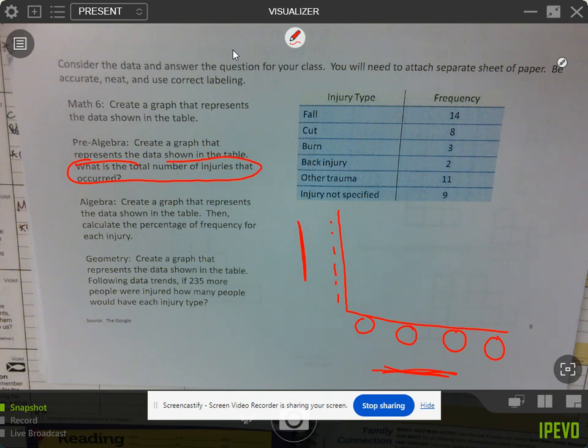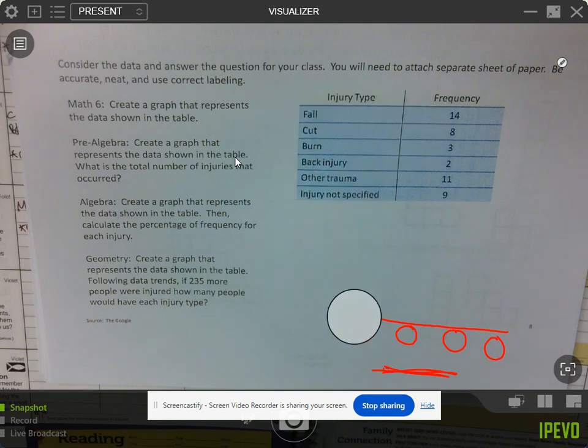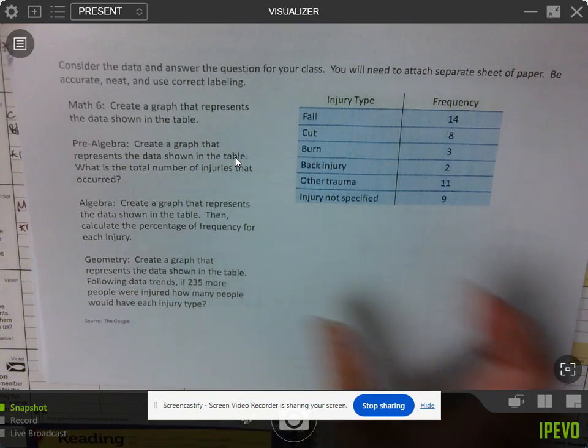So do your bar graph. You want to number it going up. What do those numbers mean? You want to write out your injuries. You want to label it. Draw your bars and make sure you put the total number. So you need to have all parts put in. Neat, accurate, and with correct labeling. Do not forget to answer the question. You will not get full credit if you don't answer the question.